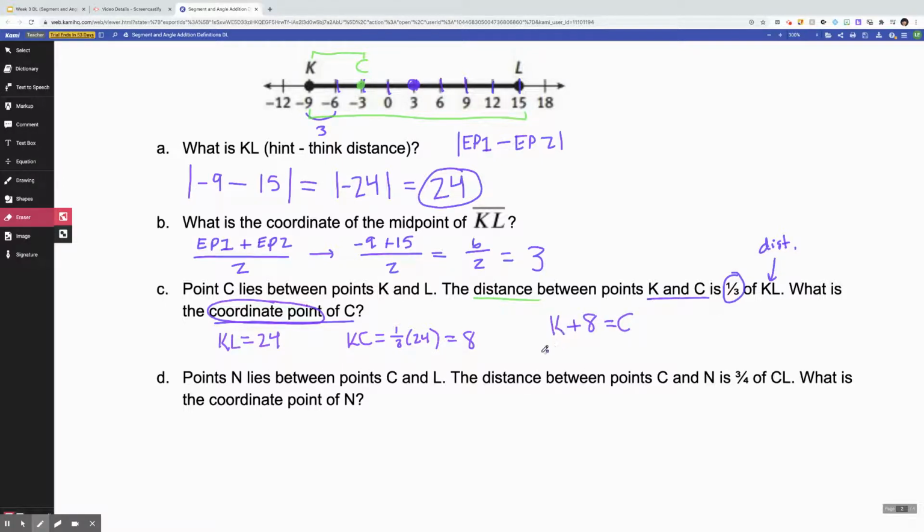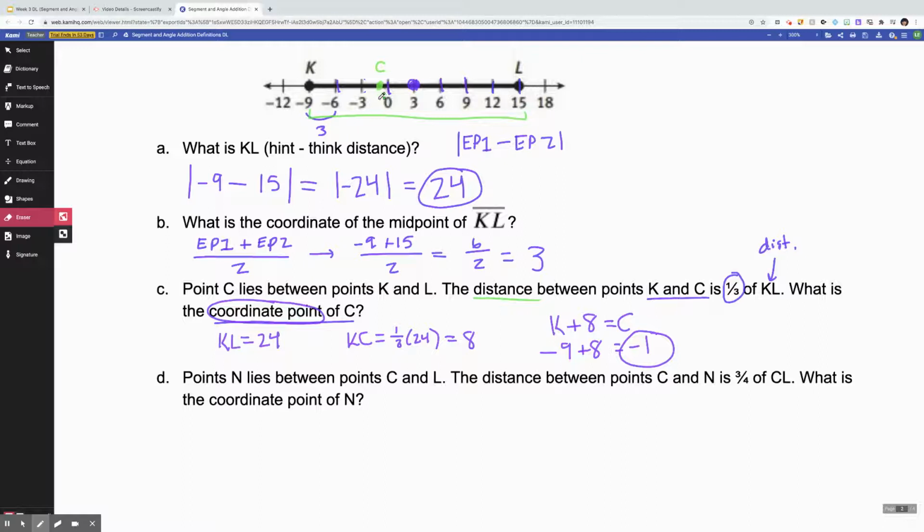And I know that point K is at -9. So -9 plus 8 is -1. So -1 is the location, and that's my answer. Okay, so I'm going to go ahead and erase where I put it up here because I put it at -3. That wasn't quite right. So C should have been at -1, which is right here-ish.